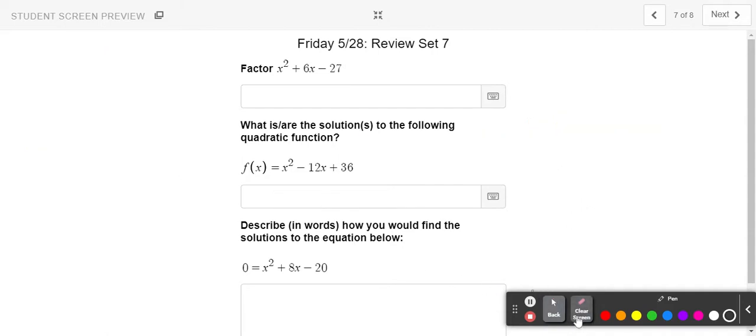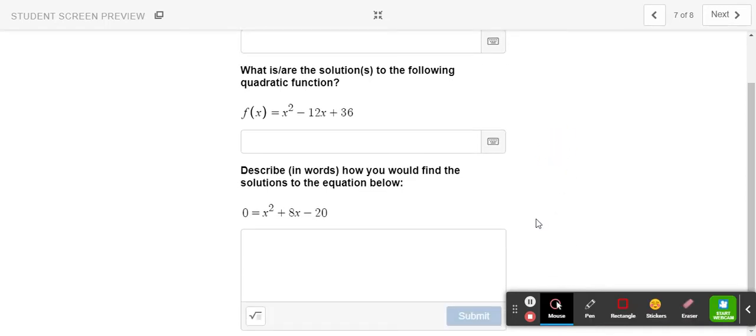All right. The next problem asks us to describe in words how you would find the solutions to that equation. So that's pretty much exactly what we just did on the previous problem. So let's type that in and I'll just say it in words. We would first factor the trinomial. Again, you look here, I need two numbers that multiply to make negative 20 and add to 8. So the factors would be x plus 10 and x minus 2.